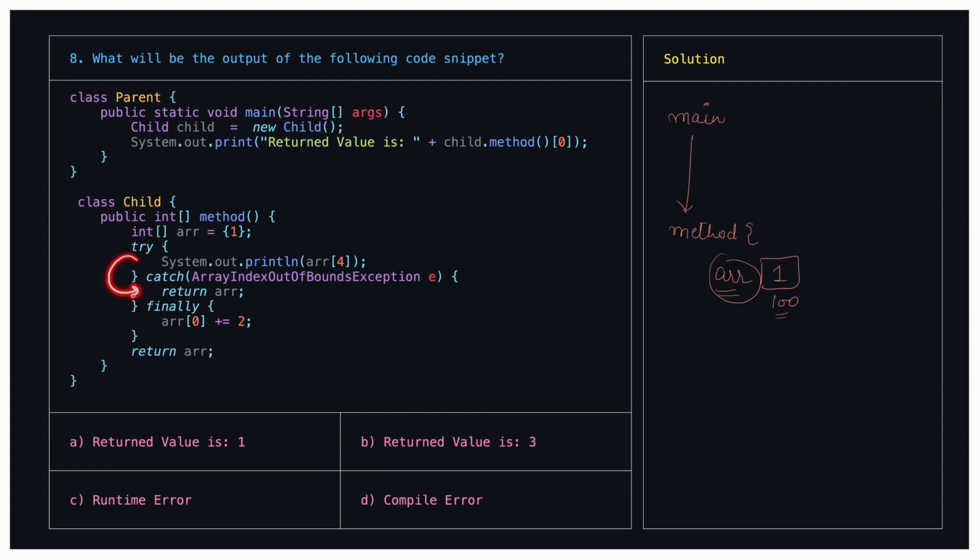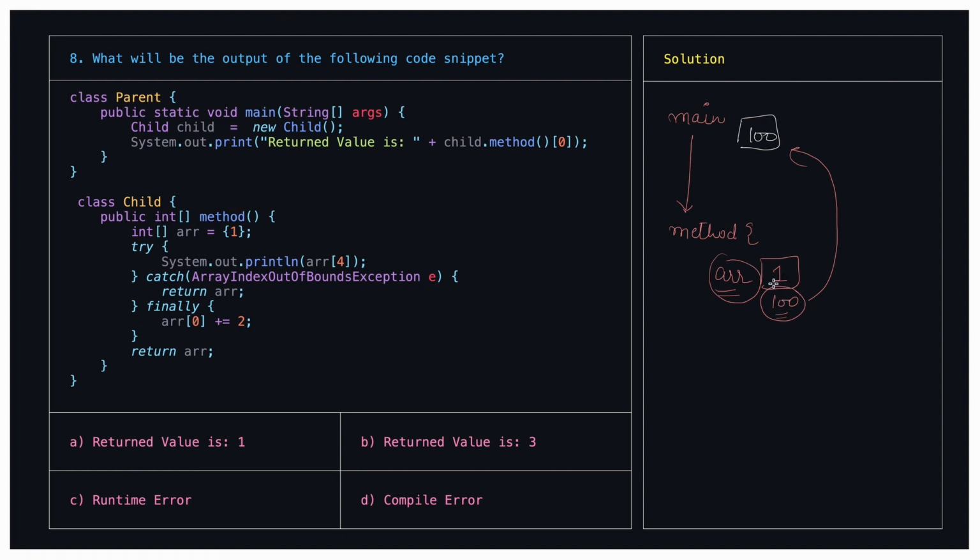The control will move to the catch block. Now the catch block says return the address. That means the address will get returned to main, so main will hold 100, right? But is the execution completed? No, execution is not completed yet, right? There is a finally block. So what does the finally block say? The finally block says update the value at 0th index by 2.